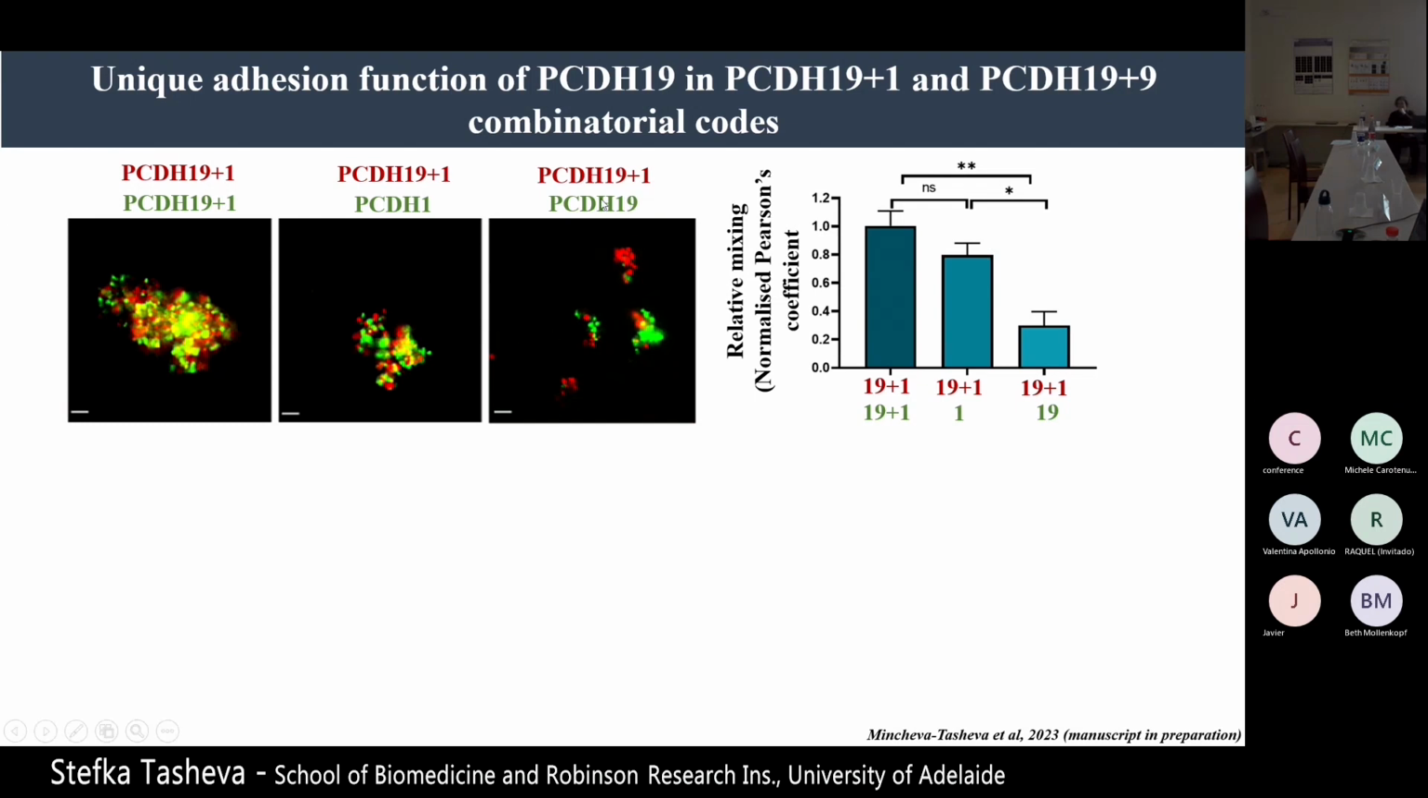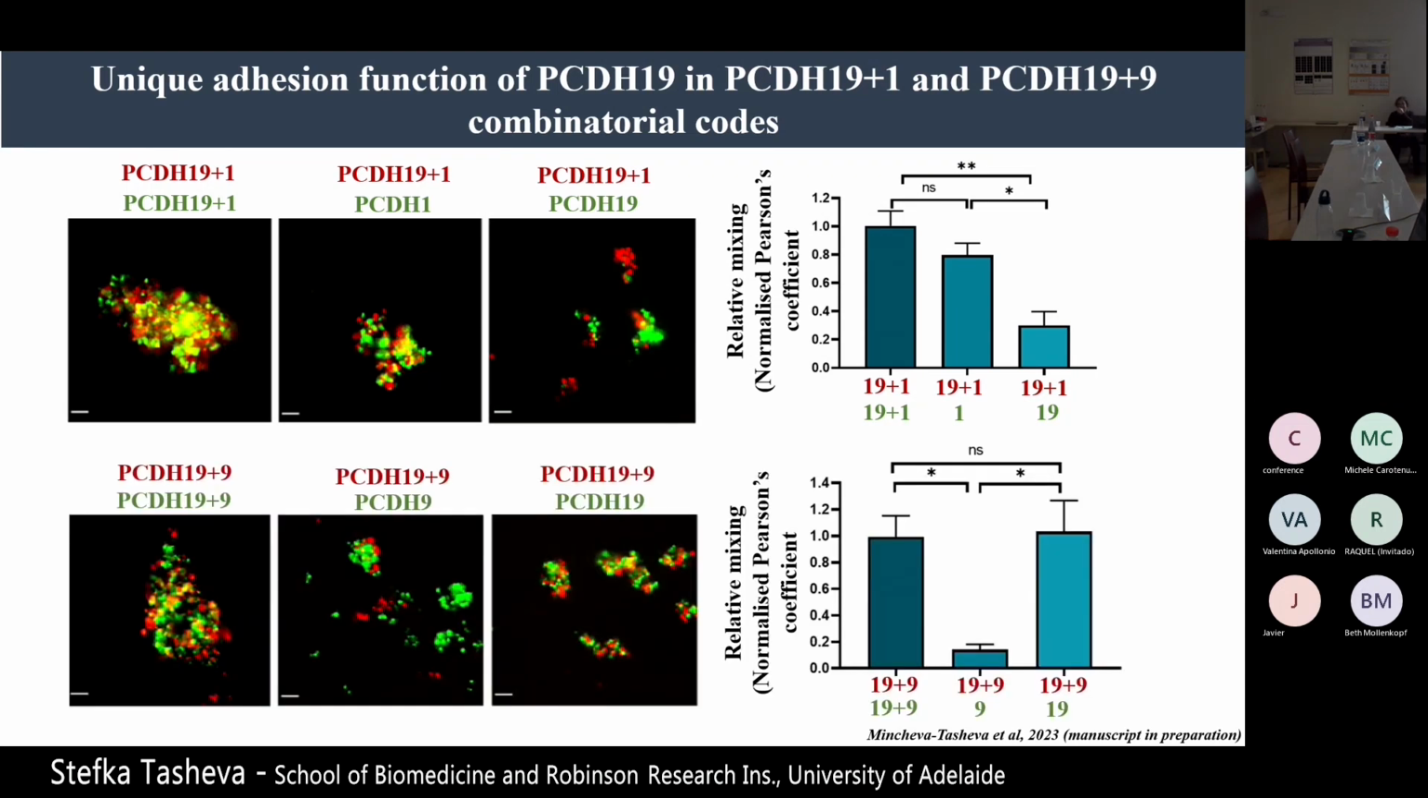But when we mix cells that express the PCDH19+1, so the complete code, with a cell that expresses only PCDH19, these cells segregate apart, which means that this combinatorial code actually presents a different sensitivity to a specific molecule that is expressing the code. Next, we perform a very similar assay, in this case to evaluate what's the role of PCDH19 in the PCDH19+9 combinatorial code.